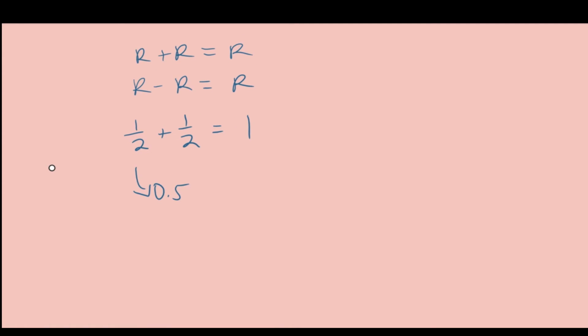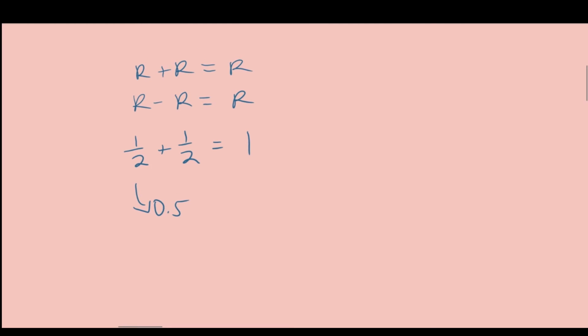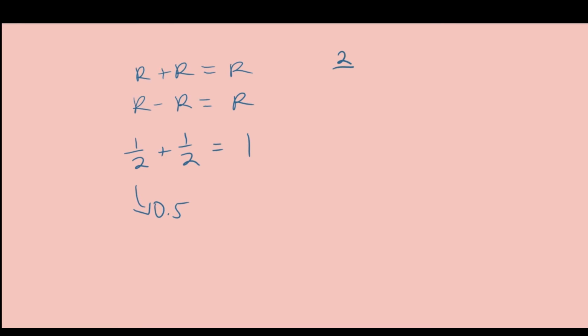Now this also works with subtraction. So let's just say we had 2/3 subtracted by 1/3. That's going to give us 1/3. And 1/3 is also 0.333 repeating. So since it's repeating, it's going to be a rational number.